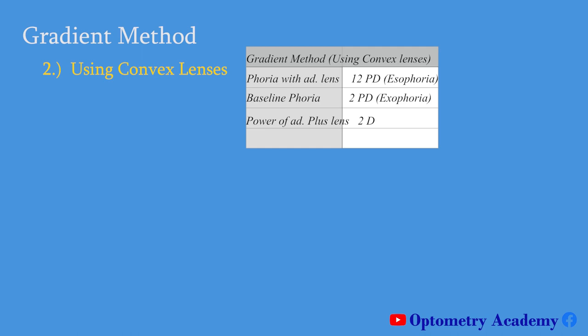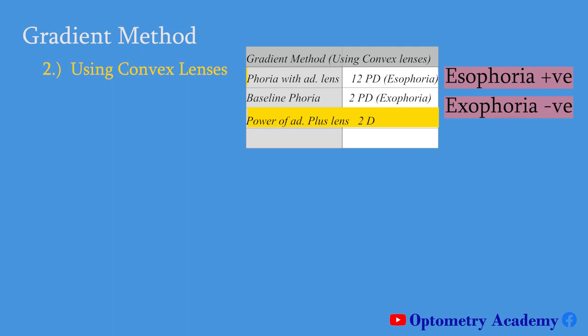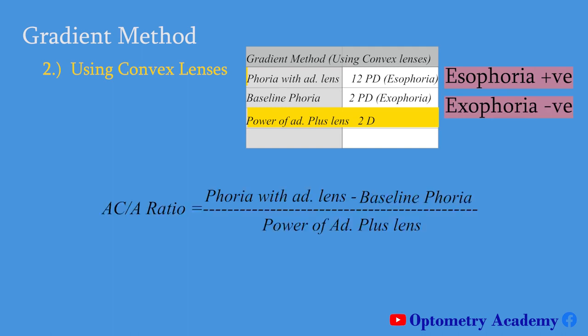After the examination we got the following values: phoria with additional lens is 12 prism diopter esophoria, baseline phoria is 2 prism diopter exophoria, power of additional plus lens is 2. The sign of esophoria is plus and for exophoria it is minus. Put these values in the given formula. The AC by A ratio by this method is 7:1.